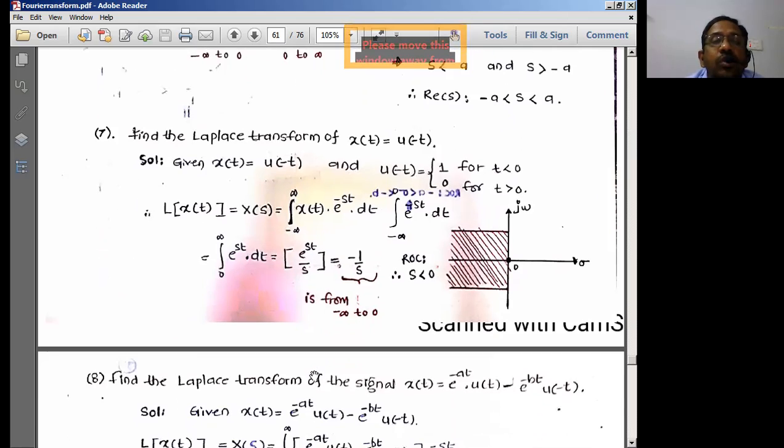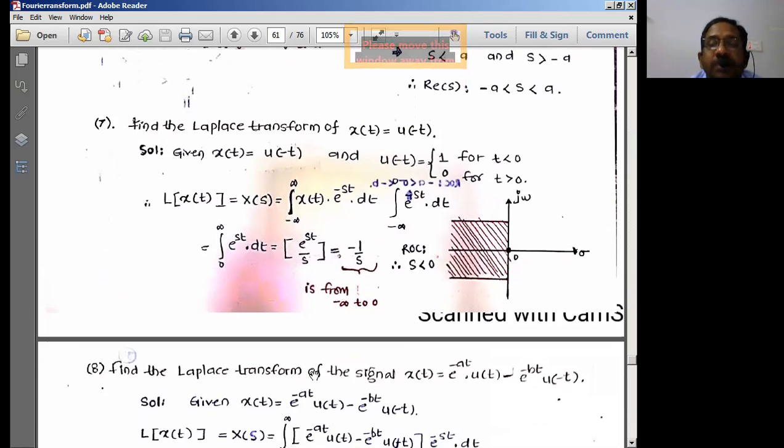Similarly, let us go into the next one, the inverted unit step signal. So x of t is equal to u of minus t. What is u of minus t? The value of u of minus t is equal to 1 for all t less than 0. For all t greater than 0, the value is equal to 0. There is no signal there. So we are simply finding the inverted, reversed unit step signal.